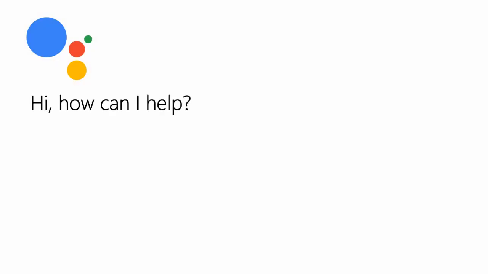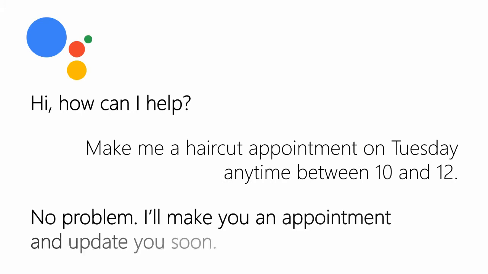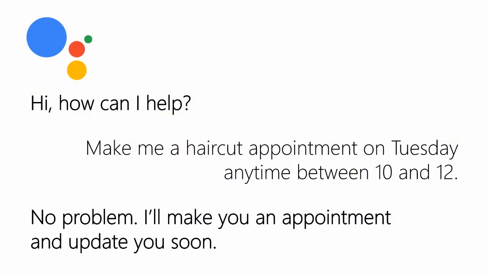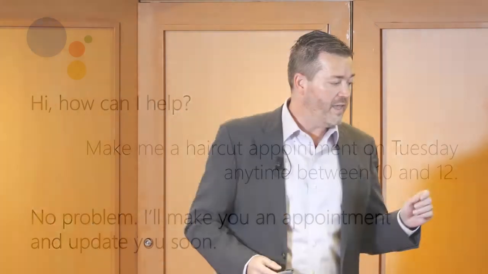And finally, we have Google's Voice Assistant. Now, many of you have Google's Voice Assistant on your smartphone. It's an Android application that they've been using for quite some time. However, Google's constantly experimenting with the AI capabilities of this software, and one of the new features they're experimenting with is an agent that can make appointments on your behalf. It works like this. You say, Google, make me a haircut appointment on Tuesday anytime between 10 and 2. And it says, no problem. I'll make you an appointment and update you soon. Then the Google Voice Assistant agent goes off and makes a phone call to your hair salon and schedules the appointment. Now, when you listen to this recording, keep in mind that the person on the other end has no idea that they're talking to a machine.